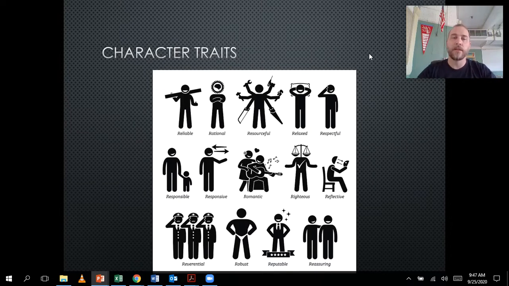Now, one of the things you want to think about when you're thinking about your characters and other people's characters are what are their character traits? What are those words that would describe their personality? And so here are just some of the R words, right? Are they reliable or rational? Are they resourceful, relaxed, respectful, responsible, responsive, romantic, righteous, reflective, reverential, robust, reputable, reassuring? These are those words that describe how people act, right? And this is what's called the character traits. And so when I'm talking about character traits, I'm talking about these words that describe the way that characters act.